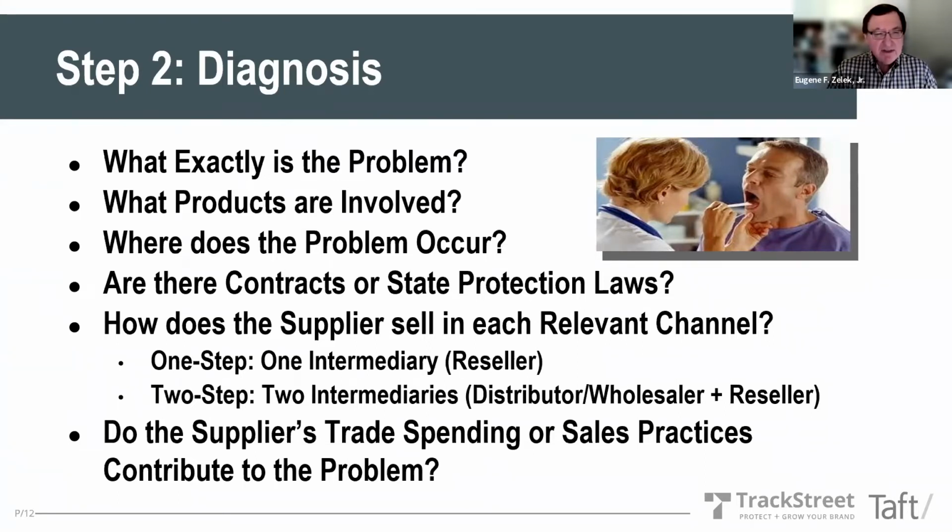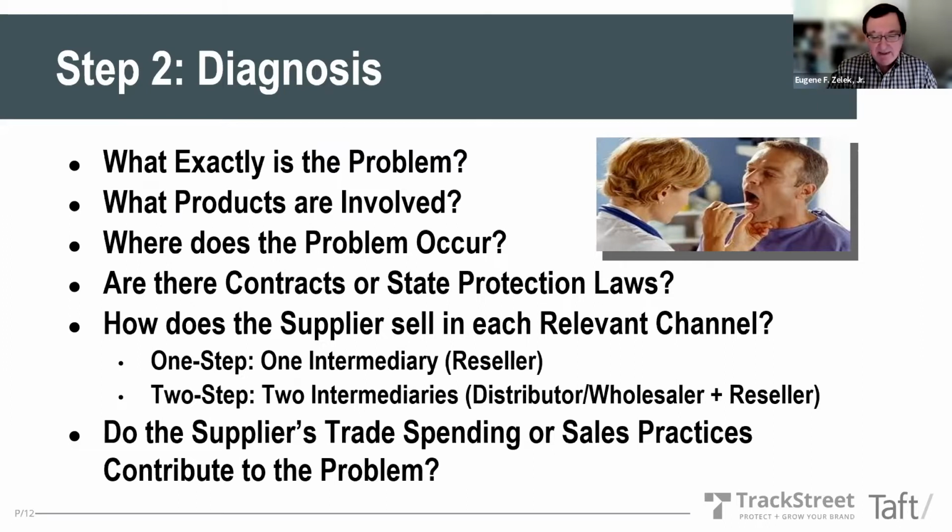An important issue is, how does a supplier sell in each relevant channel? Do they sell one step, that is one intermediary, usually just a reseller, or do they sell two-step, two intermediaries? They sell to distributors or wholesalers and resellers. I think our experience has been, in many cases, it's usually two-step at least, if not more steps. And you can still have policies, it's just they become a little bit more complex.